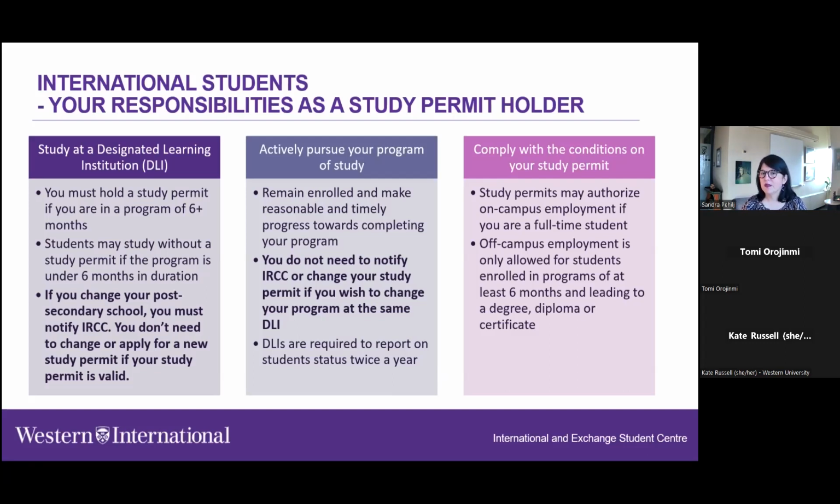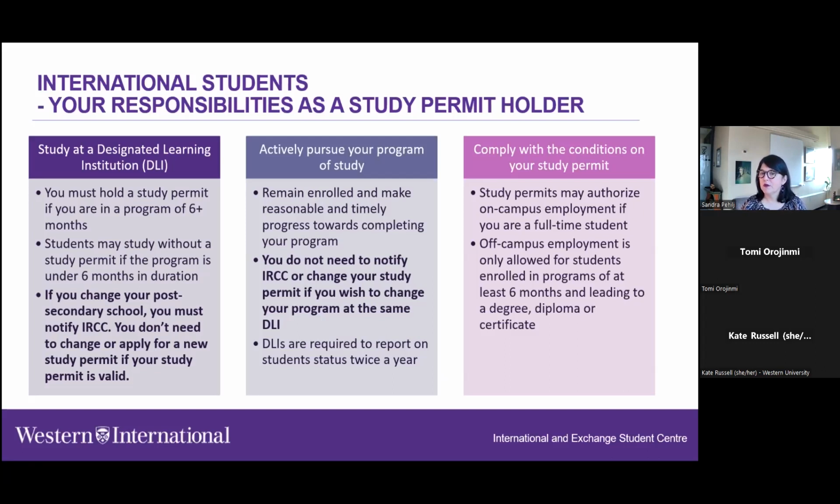A study permit may authorize on-campus employment if you are a full-time student, with an unlimited number of hours. Sometimes students may be working in housing services, facilities, so in different areas on campus. But again, they must continue to be enrolled full-time.